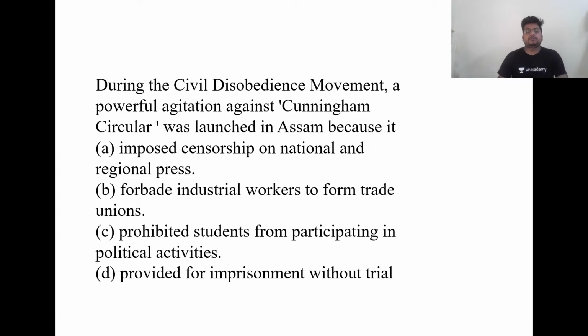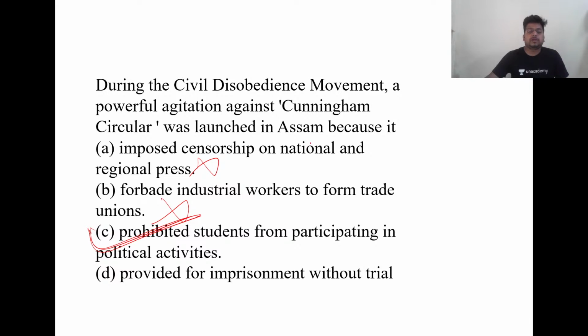During the civil disobedience movement, a powerful agitation against the Kaun Income Circular was launched in Assam. Why? Because it imposed censorship on the national and regional press? No, this is wrong. It is not about the press. Industrial workers from trade unions? No. It prohibited students from participating in political activities.